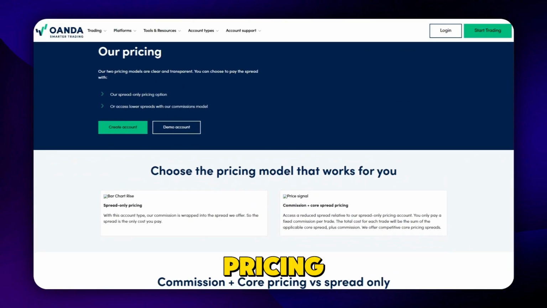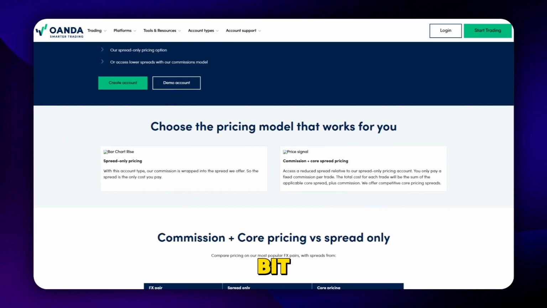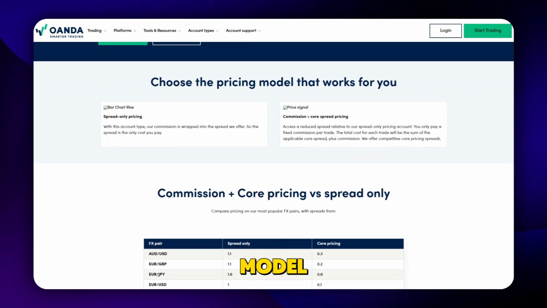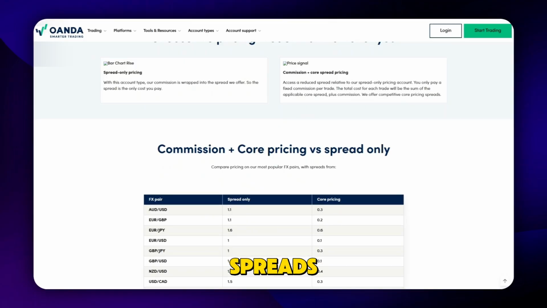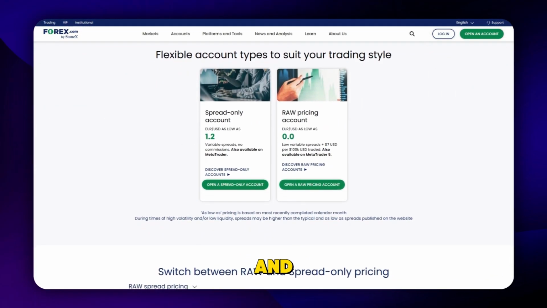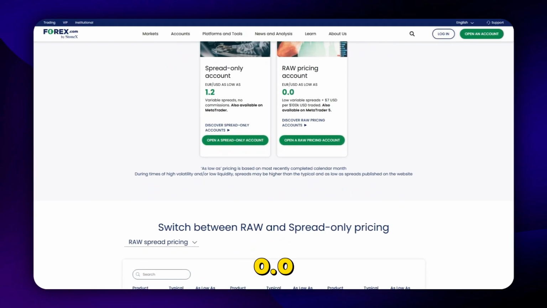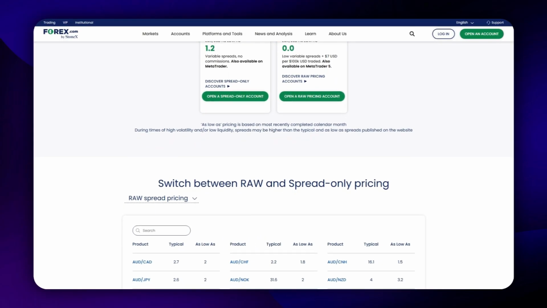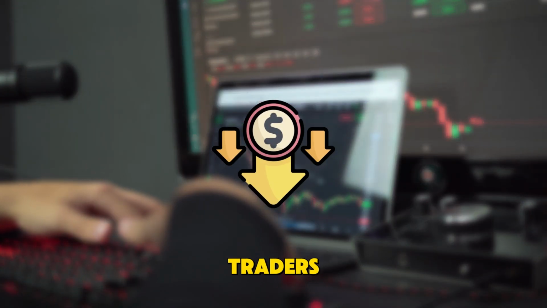Now, when it comes to pricing, which is the most important factor for many traders, things get a bit more detailed. OANDA mainly uses a spread-only model, meaning you don't pay commissions, but trade with slightly wider spreads. Forex.com, however, offers both spread-only and raw spread accounts, where spreads can go as low as 0.0 pips, but include commissions around $7 per lot traded. If we compare spreads directly, OANDA often comes out cheaper for casual traders.